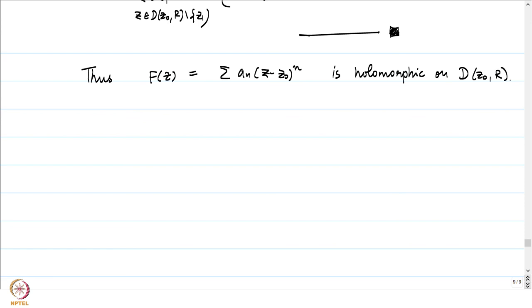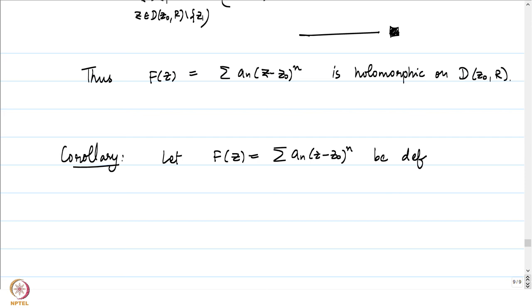Let us now look at some consequences of the theorem that we have proved. We have actually proved quite a lot in this theorem. One of the first corollaries is that we can get hold of the coefficients explicitly in terms of the derivatives of f. So, let f of z be equal to summation a_n (z minus z0) to the power n, defined on D(z0, r), where r is the radius of convergence of this power series.